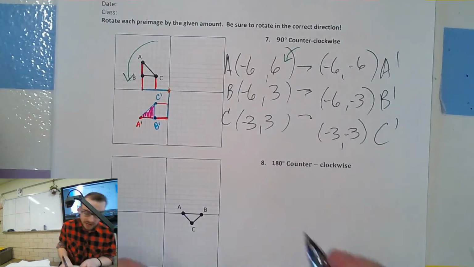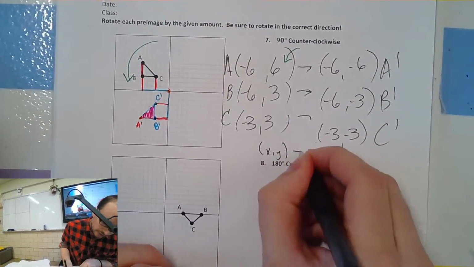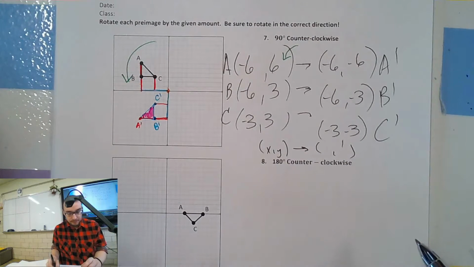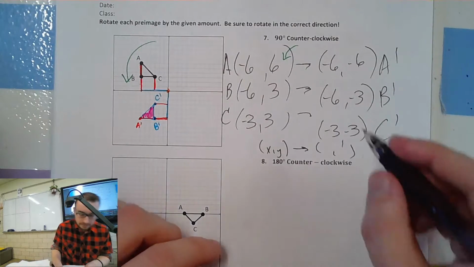So the rule, what happened here? We started out with our regular x, y, and then what happened? Do you see it? Isn't B prime -3, -6? Or am I just dumb? You're right.